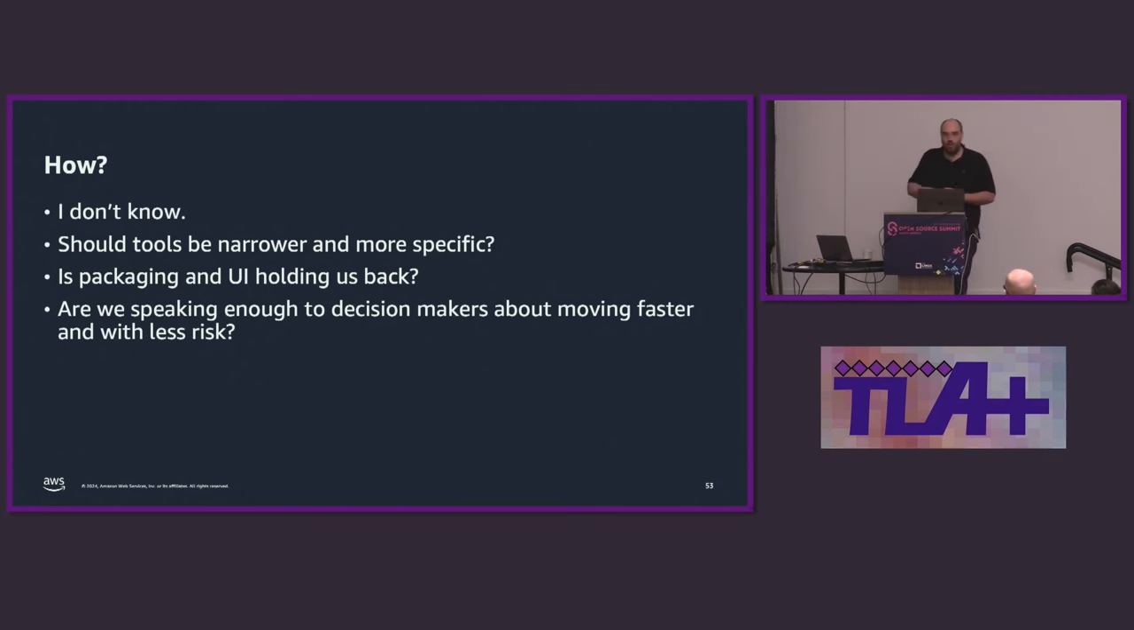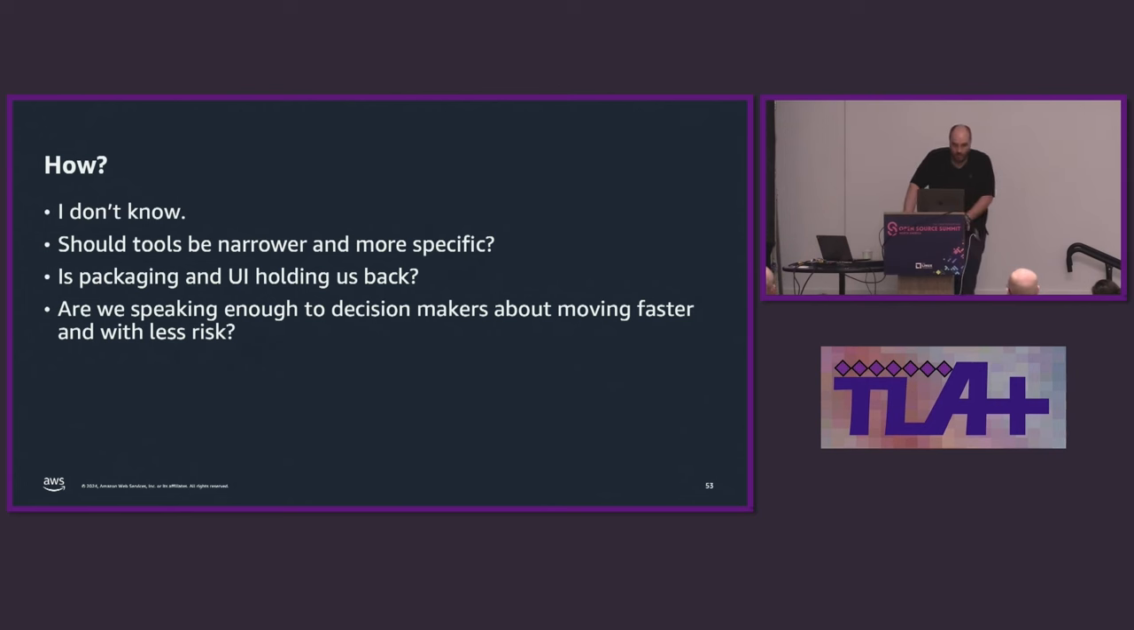Is packaging and UI holding us back? The packaging and UI around TLA Plus is vastly better than it was, thanks to a bunch of members of this community, and is actually quite nice and quite pleasant and quite fun, but it's still not right there in my IDE, right? When I open VS Code or whatever, it still doesn't feel right to hand in the way that a lot of the other tools that engineers use are right there in their developer experiences.